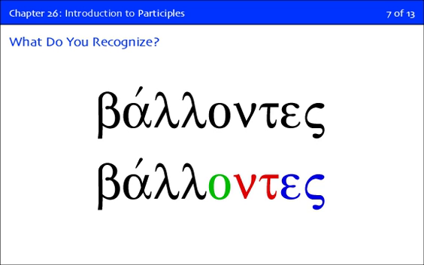In other words, if you were to find ballontes in a sentence, most likely you've got a plural masculine subject, and this thing is modifying it. What does the fact that it's present tell you about how you're going to translate it? It's going to be continuous.